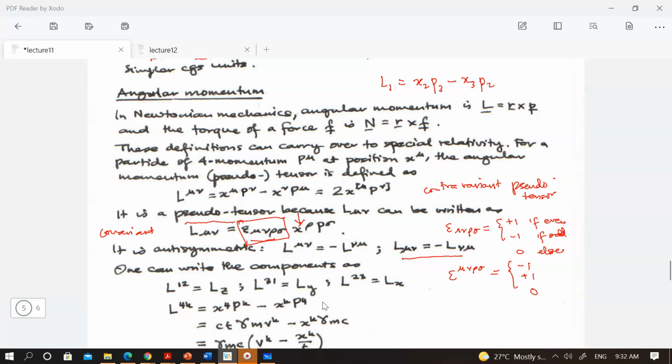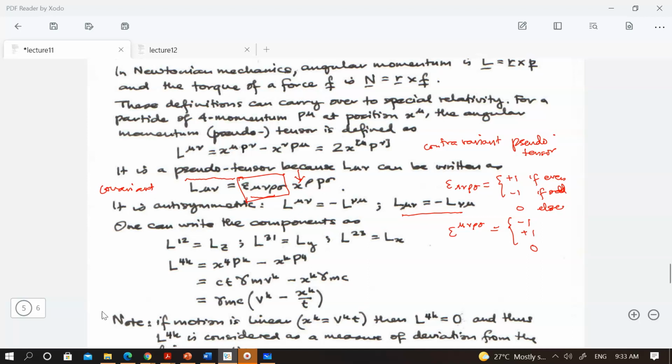So similarly, one can do this for the contravariant case as well, and then show that it's anti-symmetric, which is reflected from the ordinary relationship for your Newtonian angular momentum. Okay, and here one can start to enumerate the components. For example, L12 will correspond to LZ. L31 corresponds to LY, and L23 corresponds to LX.